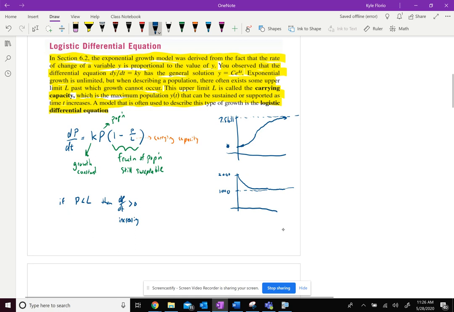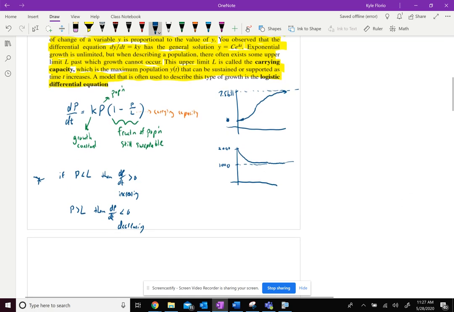If the population is greater than the carrying capacity, so if you put more in than the population can handle, maybe there's not enough food or resources for that many people to survive, then the rate of change of the population over time is going to be negative. The population will be decreasing. Okay. So we're going to stick to problems like this where the population is less than the carrying capacity, and we're going to grow to that carrying capacity.